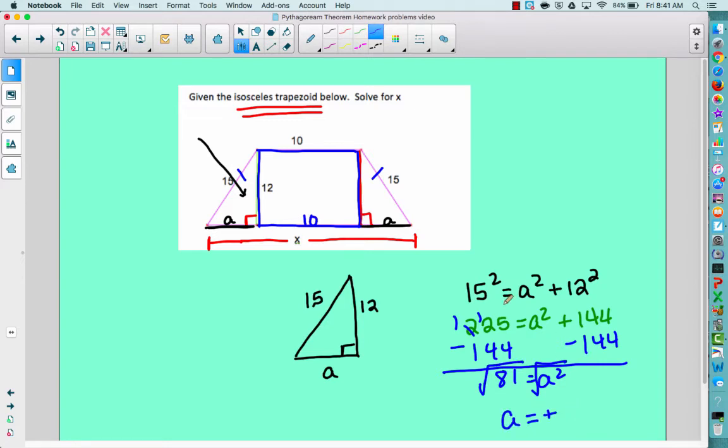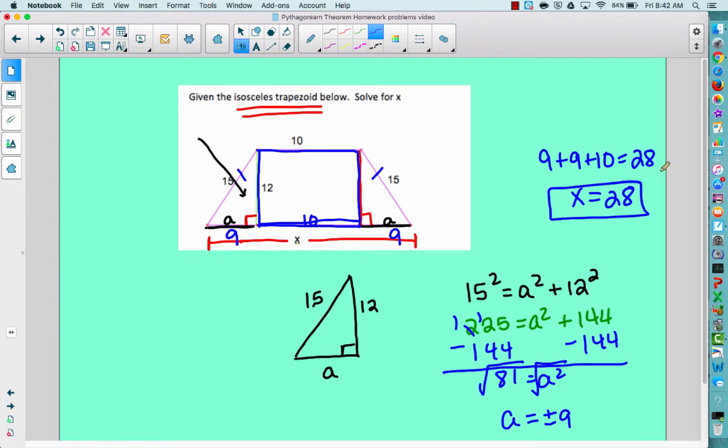A is equal to plus or minus 9. We know it's going to then be 9. So this is 9, and this is 9, and this is 10. So we add them together to get x. So 9 plus 10 plus 9 gives me 28. So x equals 28. Okay, all right, so those are some figures you could see.